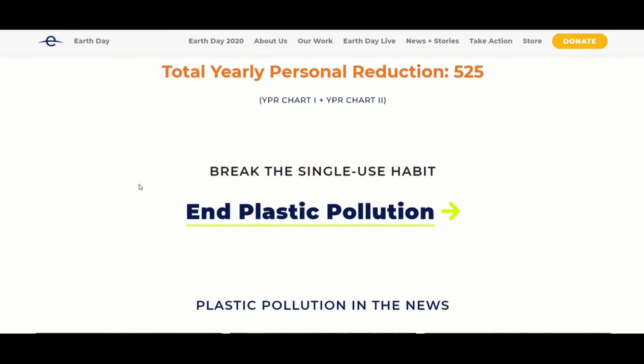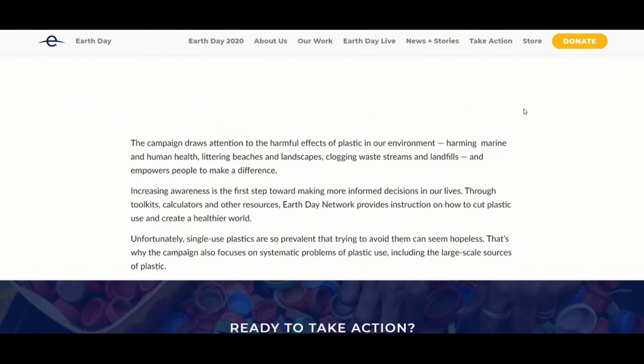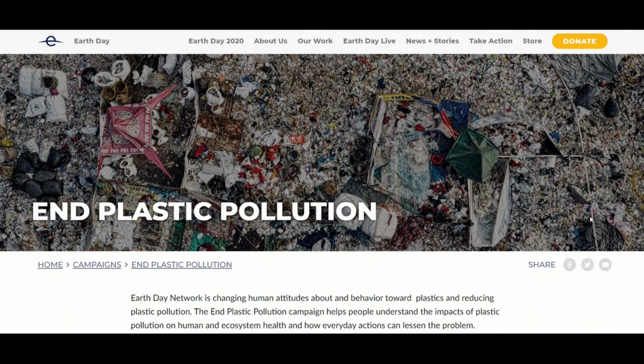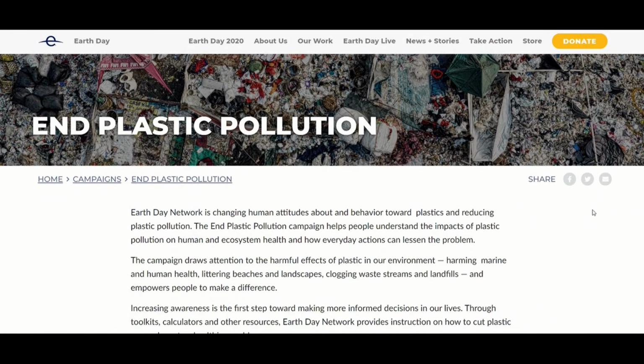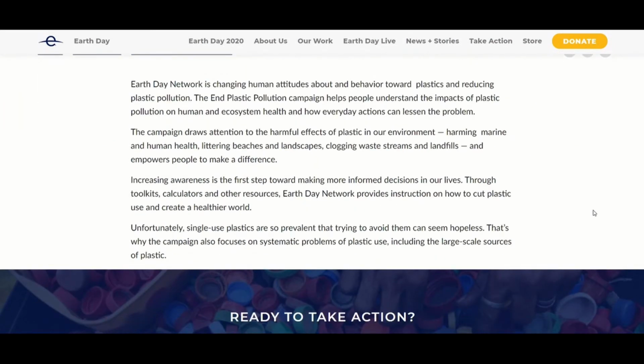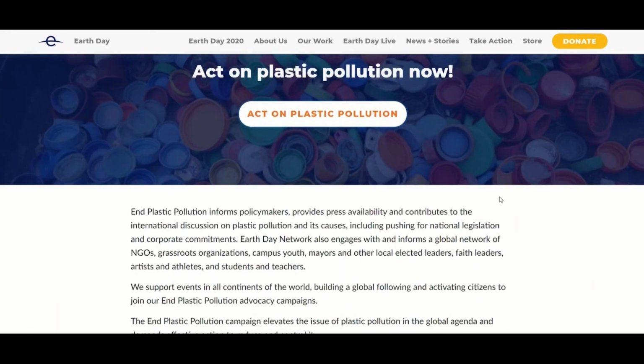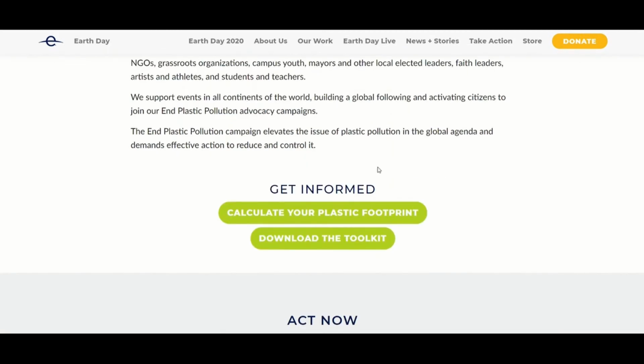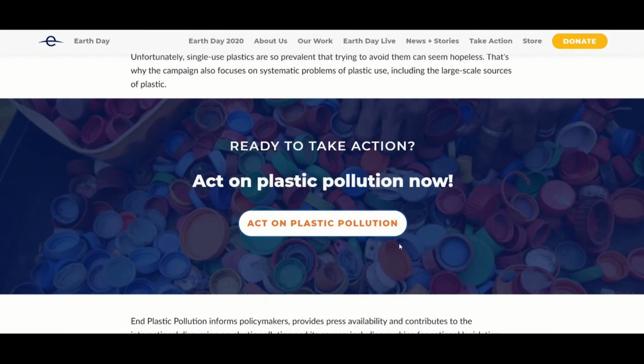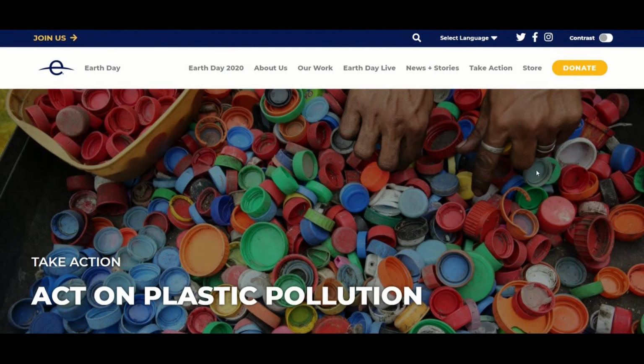And then it takes you to some more tips and information about ending plastic pollution. So if we follow this link here, End Plastic Pollution, it takes you to a page that gives you some great information about ending plastic pollution, why we should do it, and a little more about the calculator and how it works. It then gives you a link so you can act on those promises you want to make, or you can go back to the calculator or download a nice toolkit that would help you out with making reductions. Right now we're going to follow this Act on Plastic Pollution link.